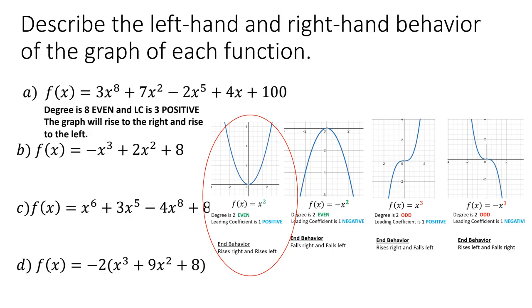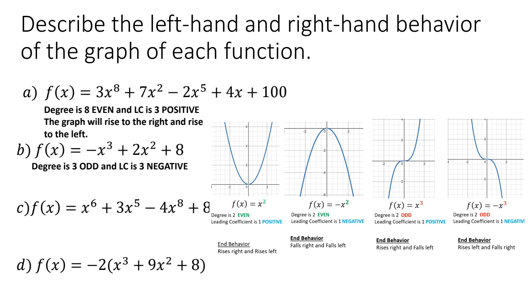All right, so let's look at B. B here is an odd function because the highest exponent is 3, so the degree of this polynomial is 3. Now look at my leading coefficient. My leading coefficient here is a negative value. So I go into my template for an odd function with a negative leading coefficient. The end behavior is going to rise on the left and fall on the right.